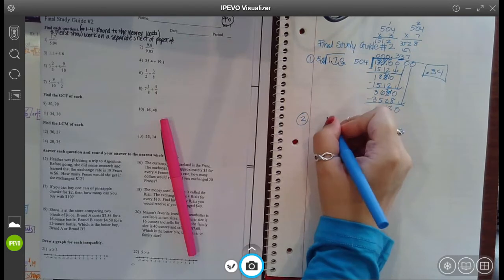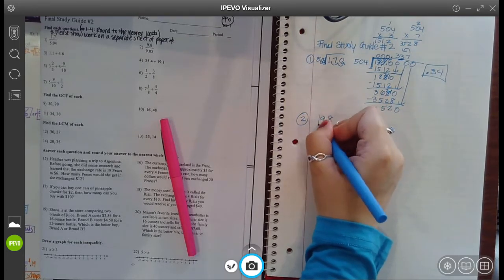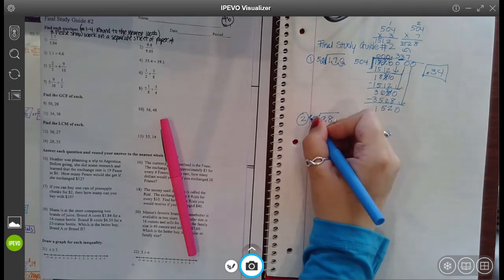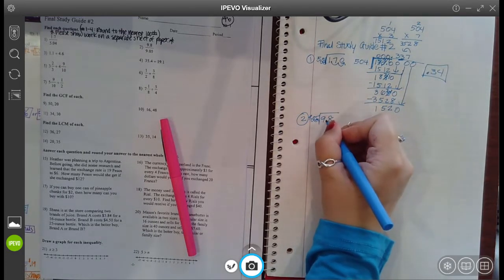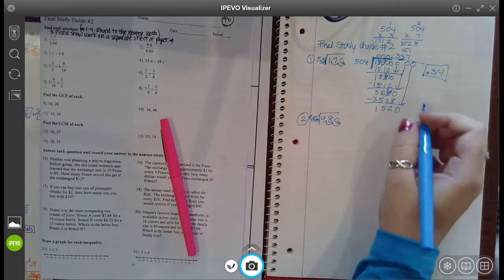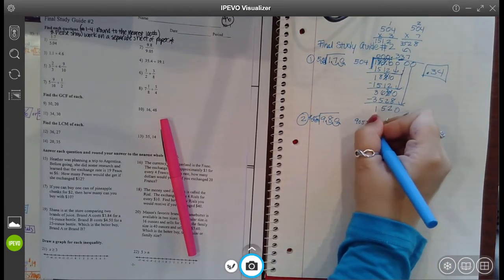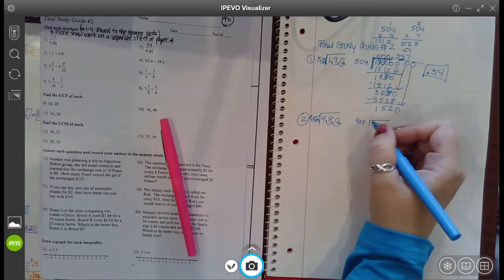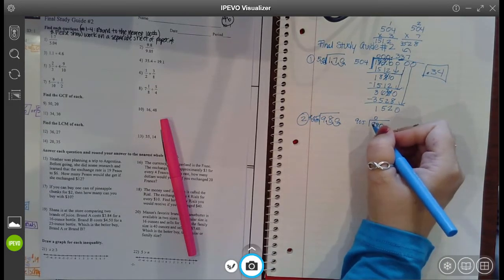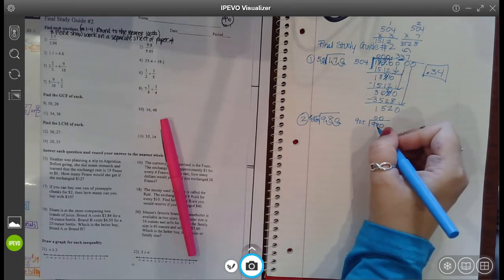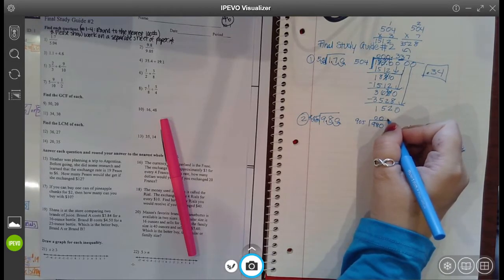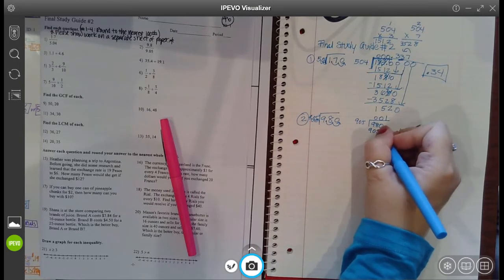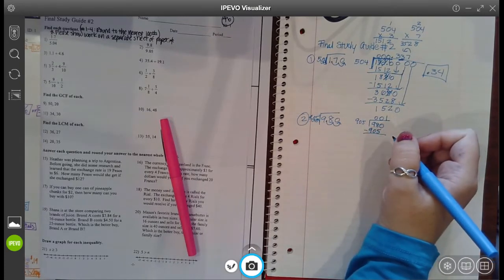Number 2 is 9.8 divided by 9.05. So let's go ahead and move the decimal twice. So move it twice here. Now you have 905 into 980. Can 905 go into 9? No. Can it go into 98? No. Can it go into 980? Yes. How many times? Once. So 1 times 905 is 905.